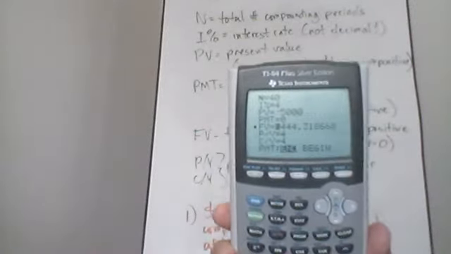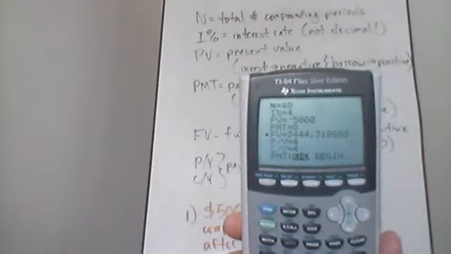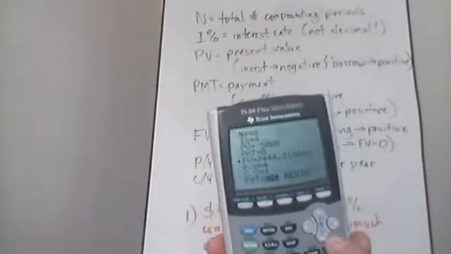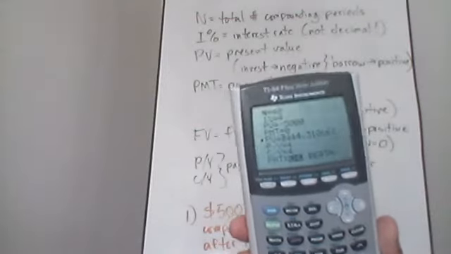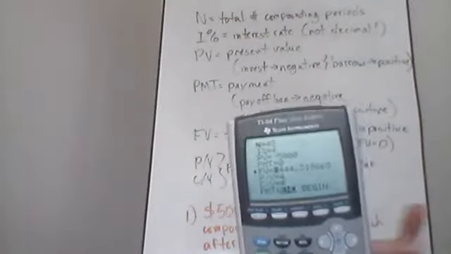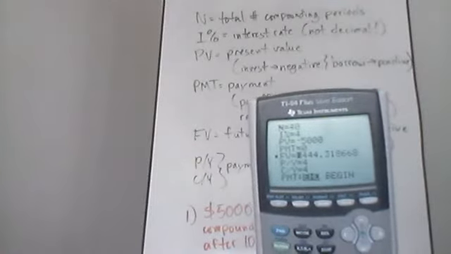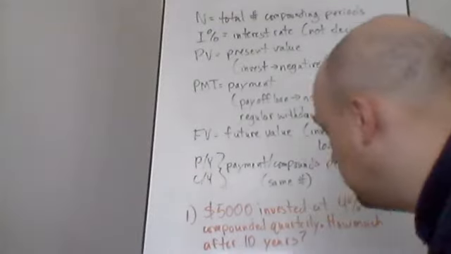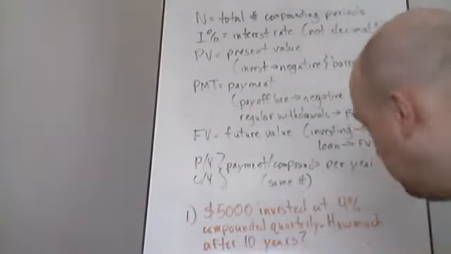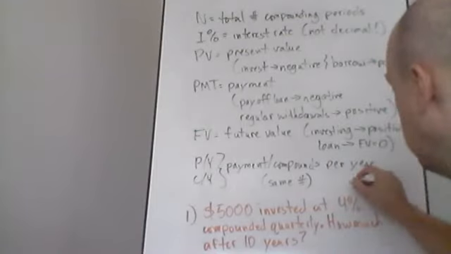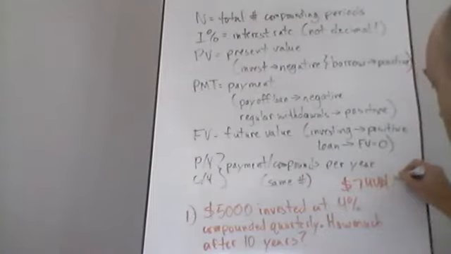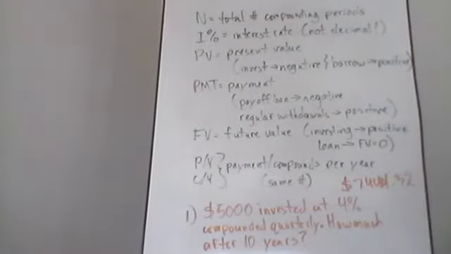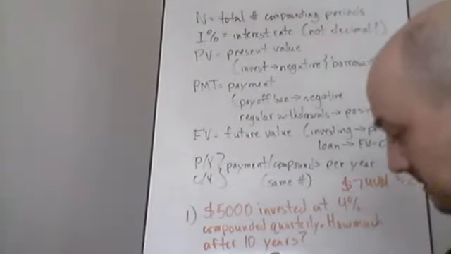Right, so again, you plug in all the stuff that you know. For the one that you're trying to solve for, after you put in all the other numbers, you go to that, you hit alpha enter, and then basically what it does is it plugs it into the formula for you and then calculates your future value in this case. Right, so my future value here was 7444.32. Right, that's how much that investment would be worth after 10 years.